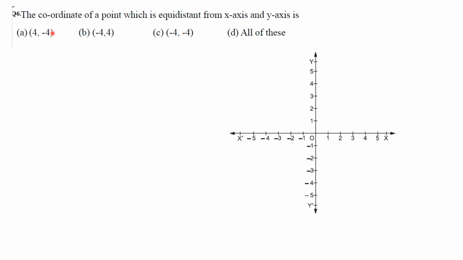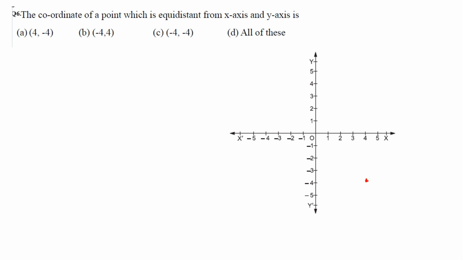Now next question: the coordinate of a point which is equidistant from the x and y axes. So first of all, let's take a coordinate plane and plot these points and see which of the points are equidistant from the x and y axes. So first is (4, -4). Now (4, -4) will lie over here. So let's plot the point. So (4, -4) is over here.